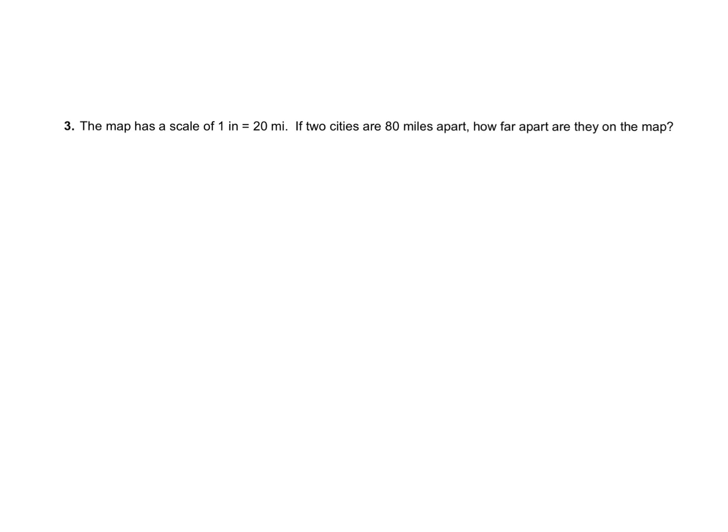All right, for question number 3, it says that the map has a scale of 1 inch is equal to 20 miles. So again, you're going to set that up as 1 inch for every 20 miles. Now what it's saying is that if the two cities are 80 miles apart, how far apart are they on the map? So in this case, we know the miles. I know that in actual miles, I've got 80 miles.